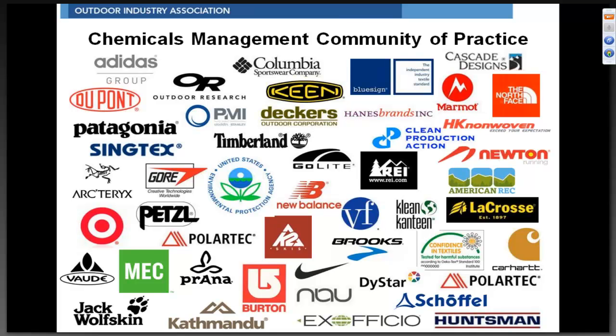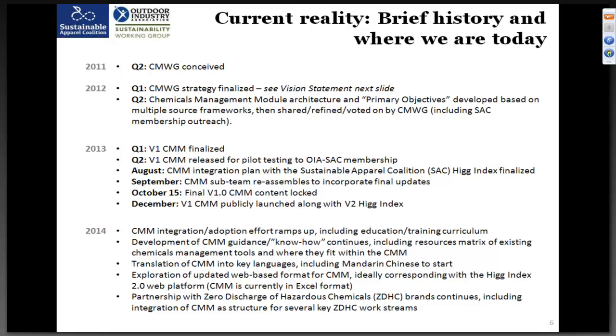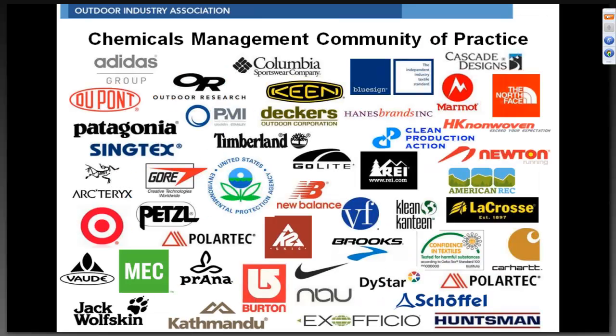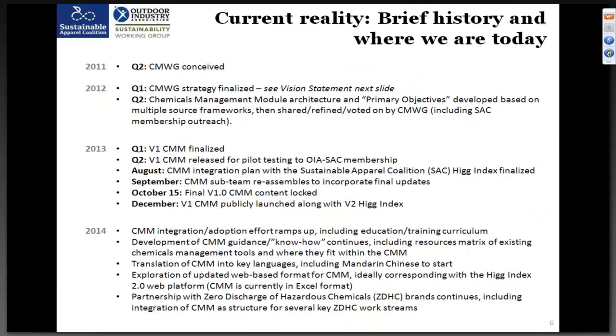Now, the Outdoor Industry Association developed this HAGUE Index, and then in coordination with the Sustainable Apparel Coalition, they began to work together. And the Sustainable Apparel Coalition took over the Outdoor Industry Association's HAGUE Index. And at that point in time, the Outdoor Industry Association began to work on this idea of a chemical management working group.